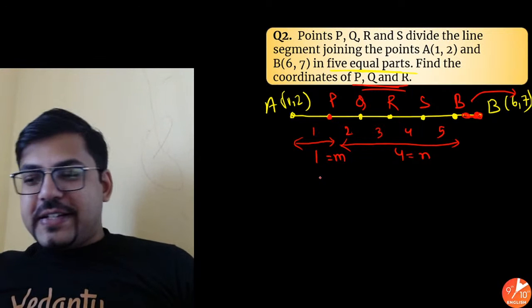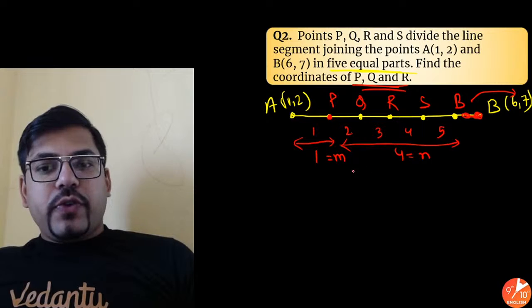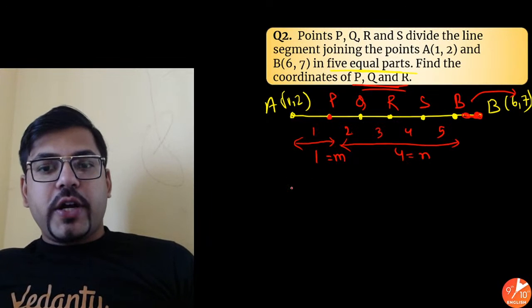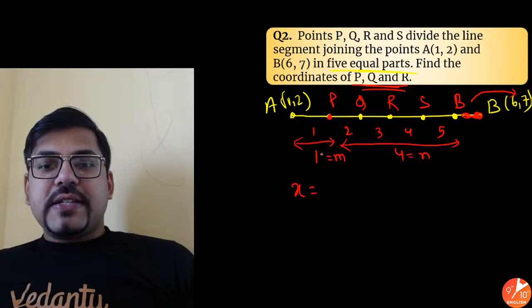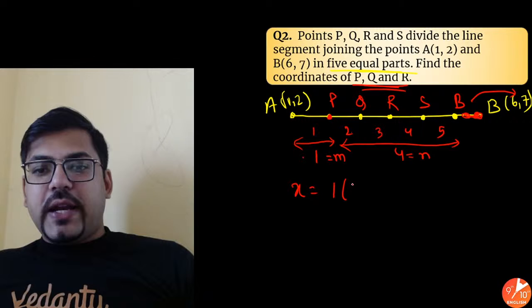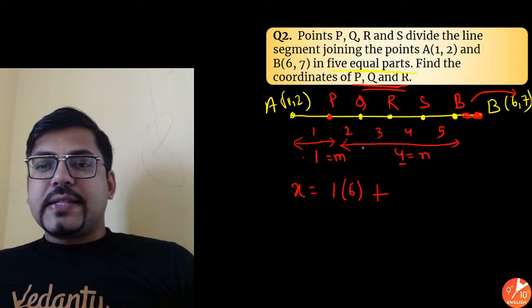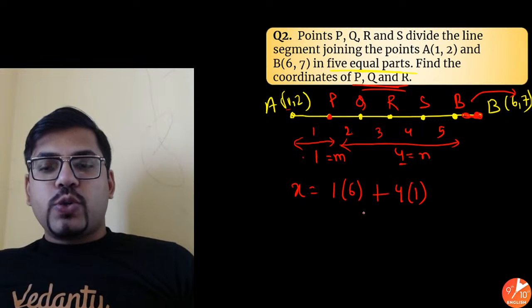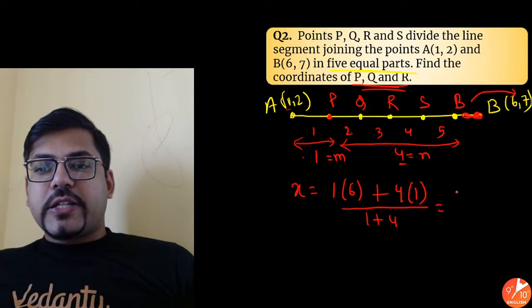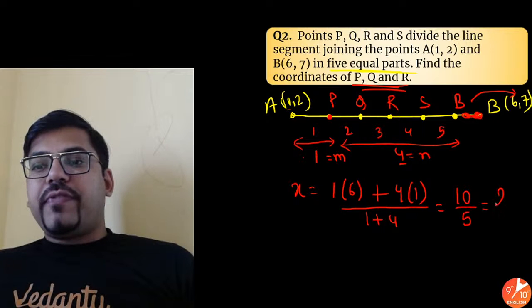Okay, fine. 1:4. Everyone is understanding. That's great. So M:N is 1:4. Now you have to find the coordinates of P. So let us assume X, which is again MX2, so 1 into 6, plus NX1, this is N and this is X1, so 4 into 1. MX2 plus NX1 divided by M plus N, which is 1 plus 4. So here you get 6 plus 4, 10, divided by 4 plus 1, 5. 10 by 5 is nothing but 2.